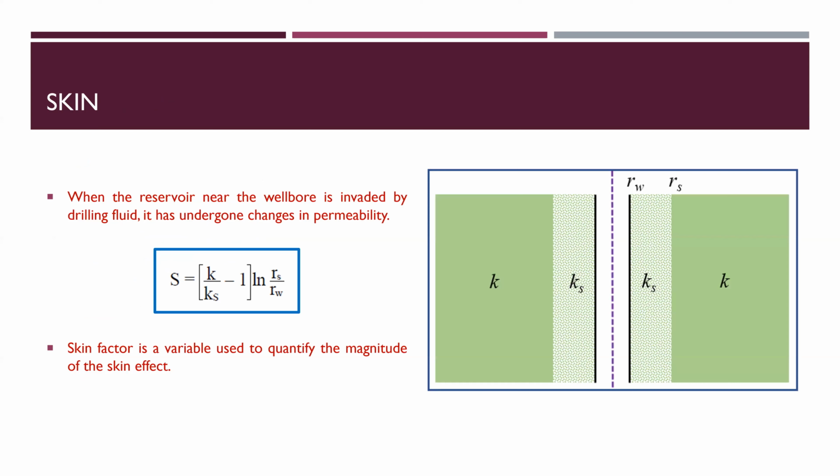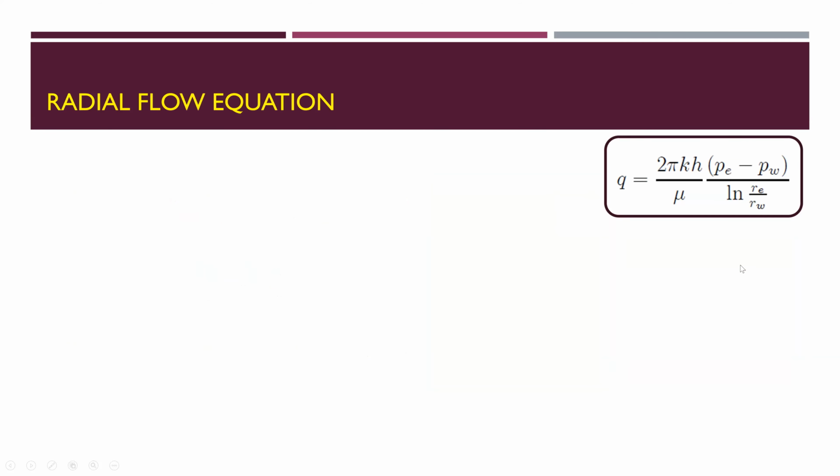Skin is a dimensionless variable, but we use its value to identify how damaged the reservoir itself is in the near vicinity of the wellbore. Because of the skin, we have a k sub s, which accounts for the permeability in the damaged zone. However, k is representing the unaltered zone, the real permeability in the reservoir. This is how we can account for the skin, which is dimensionless.